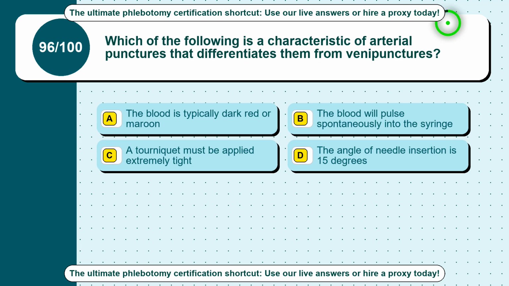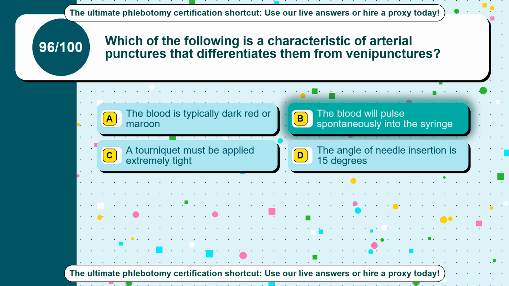Question 96. Which of the following is a characteristic of arterial punctures that differentiates them from venipunctures? Option A. The blood is typically dark red or maroon. Option B. The blood will pulse spontaneously into the syringe. Option C. A tourniquet must be applied extremely tight. Option D. The angle of needle insertion is 15 degrees. The correct answer is option B. The blood will pulse spontaneously into the syringe.